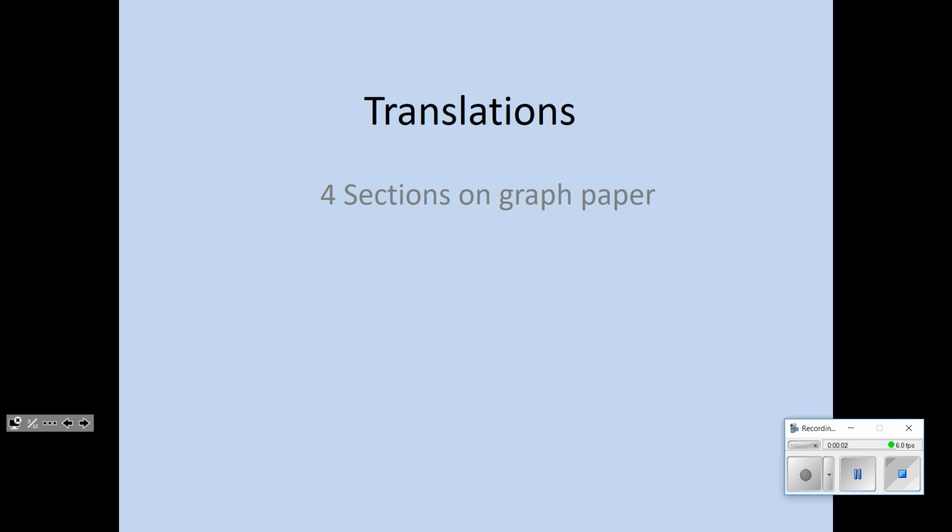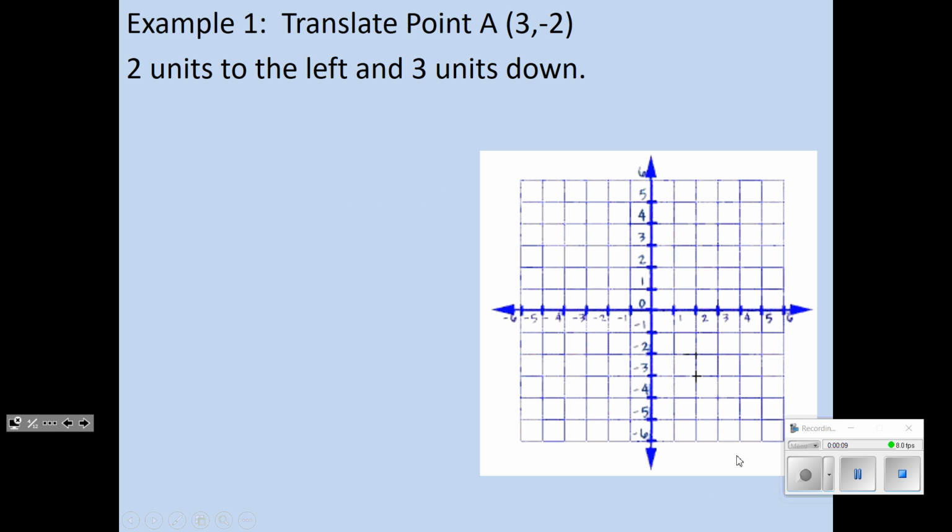This is a video about translations on a coordinate plane. We're going to do 3 examples. The first example is translate point A (3, -2) 2 units to the left and 3 units down. So 2 units to the left, 3 units down.